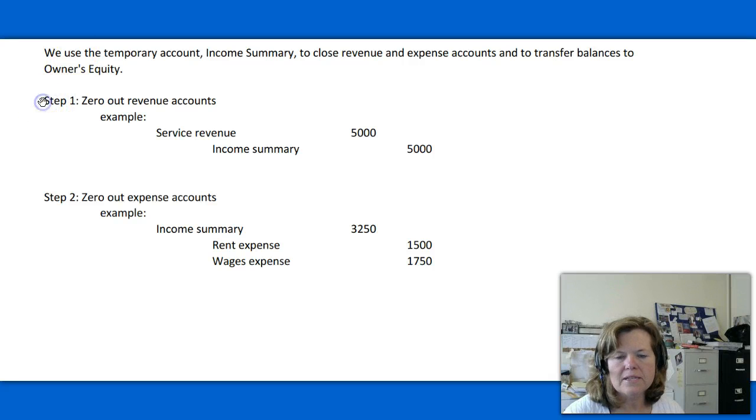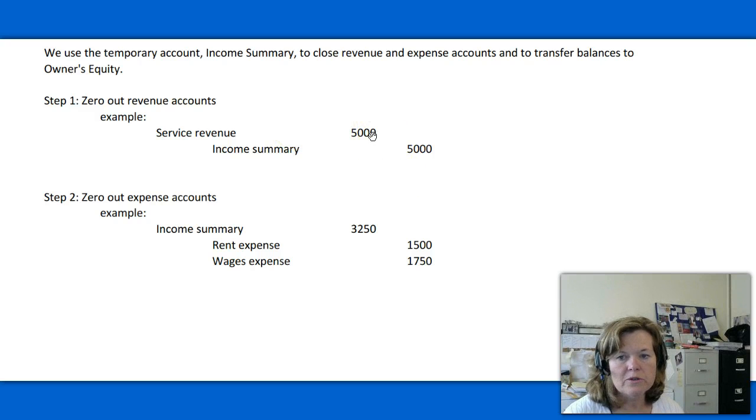Step 1 in the process is we zero out revenue accounts. Here's an example. So say we have a service-based business. We would debit service revenue and credit income summary. And the reason we're doing this, think about a revenue account. We've talked about in previous screencasts, and you've read in your text and done activities on Connect about service revenue. What type of account is that? It's a revenue account. What's the normal balance of a revenue account? It's a credit. How would we zero out a credit balance in an account? We would have to debit it, right?